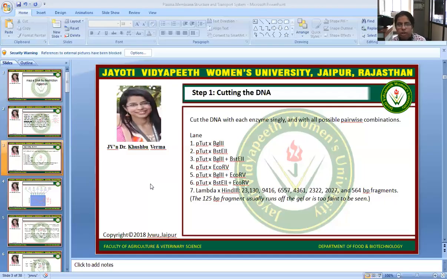which means 23,130, 9416, 6557, 4361, 2322, 2027 and 564 base pair fragments. The 125 base pair fragment usually runs off the gel or is too faint to be seen.